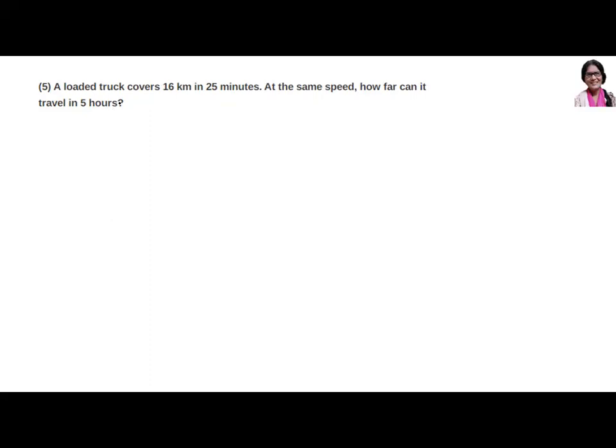Next question. A loaded truck covers 16 kilometers in 25 minutes at the same speed. How far can it travel in 5 hours? So first you have to note that this time should be in one unit only. Then we can apply the ratio. Otherwise, we cannot write the ratio.